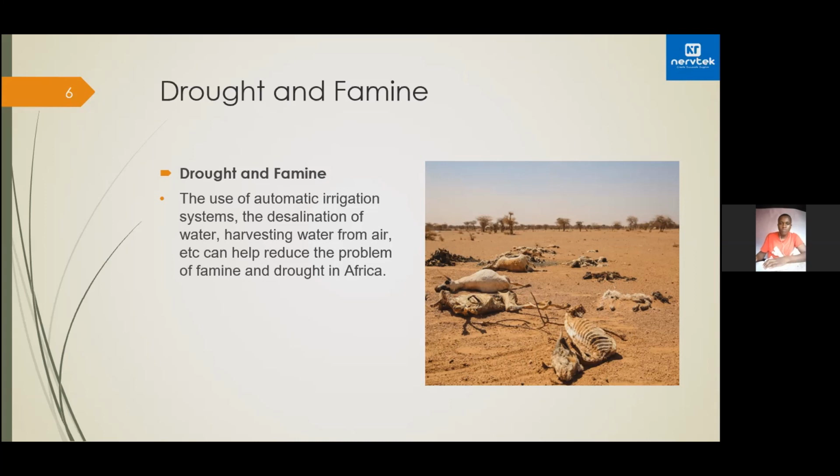So hardware technology can also solve this problem, as I'm saying. First of all, I want to make something clear. You see, 70% of the earth is made up of water, but only 0.003% of that water is fresh. So we can also desalinate water, that's remove salt from water. There are hardware systems that can transform seawater, or water that contains salt, into fresh water that people can drink. There are also hardware systems that we can build, or that are already in place, that condense air to water so that people can drink. So all this hardware technology can help reduce this drought and famine. There are also automatic irrigation systems in place to help grow food fast for people to eat.